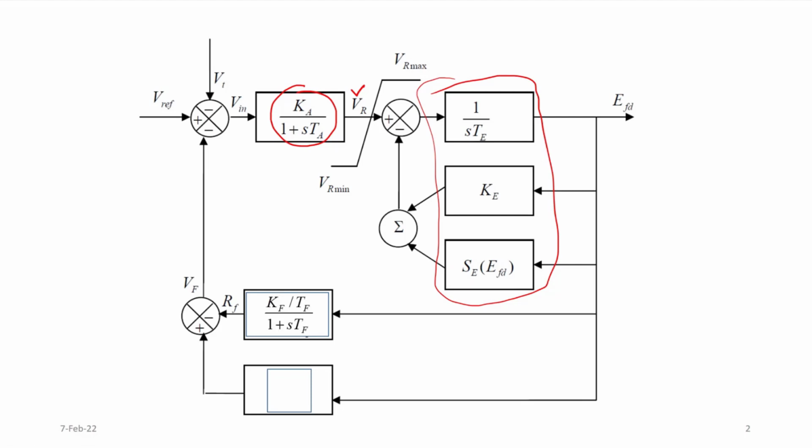Now, your rate feedback transfer function is Kf/Tf divided by 1 plus sTf, and another constant Kf/Tf is added. This Vf is compared with V reference along with Vt. So this is your block diagram of the exciter along with the voltage regulator and rate feedback. Now we'll talk about the model of the turbine.